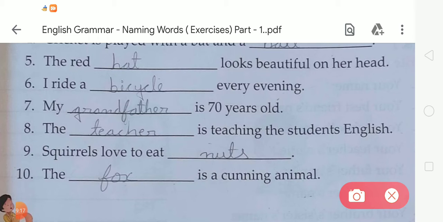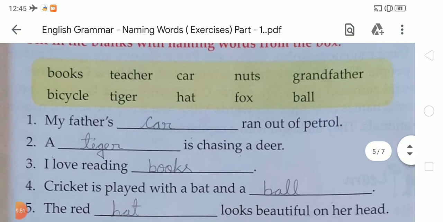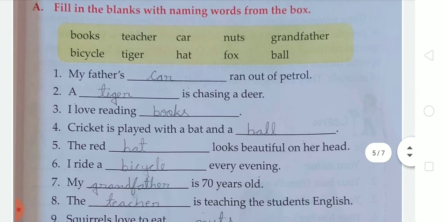Now moving to the last one, number 10. In number 10, the dash is a cunning animal. So what will we write on the given blanks? We have to write fox. Tell me, what is the spelling of fox? It is F-O-X, fox. So the fox is a cunning animal. Okay student, like this you have to complete the given exercise A.